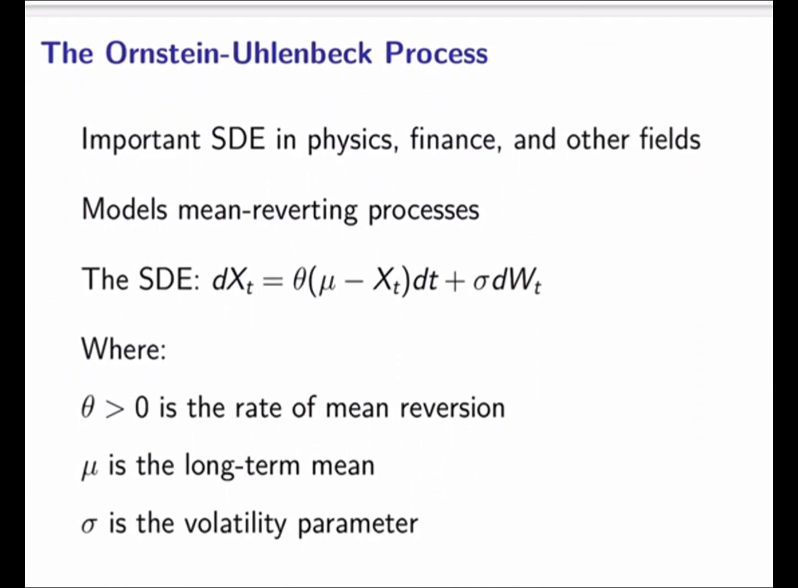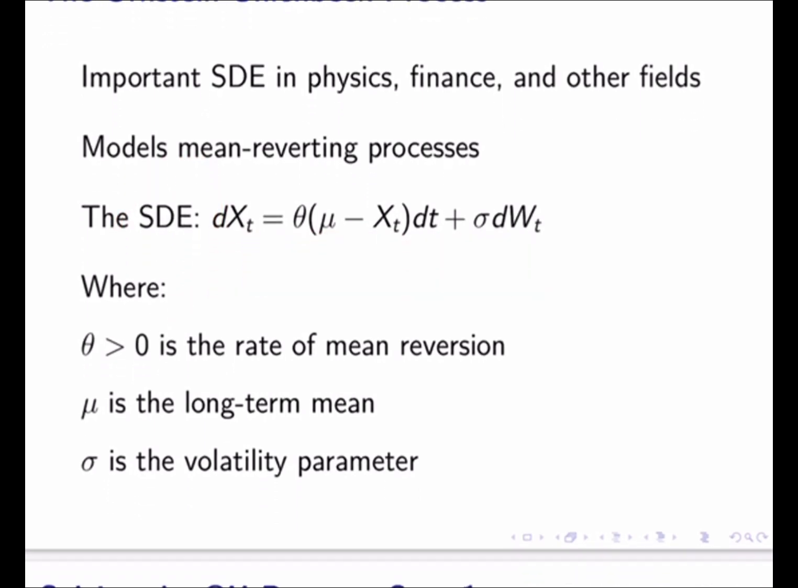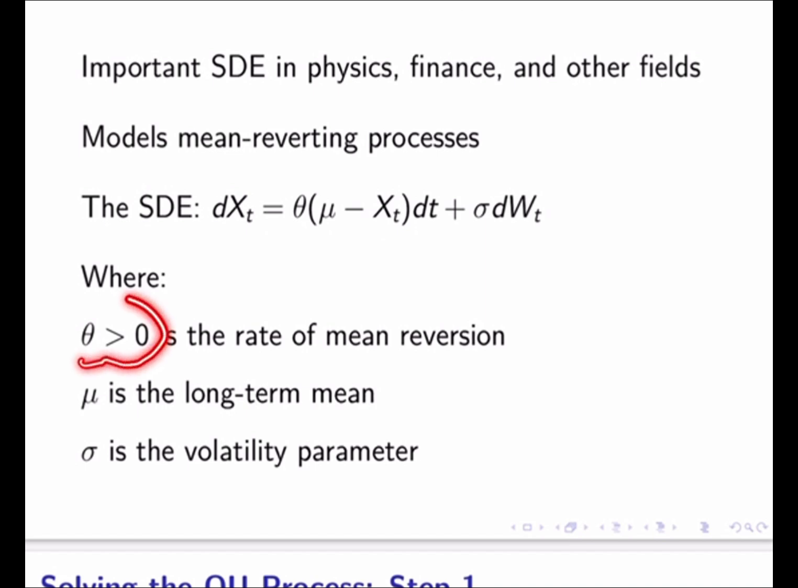Then we can have a special case, which is the Ornstein-Uhlenbeck process. This is an important SDE in physics, finance, and other fields. It models a mean-reverting process. So the SDE we have seen takes this form: dXt equals theta (mu minus Xt) dt plus sigma dWt. Here theta positive is the rate of mean reversion, mu can be interpreted as the long-term mean, and sigma is the volatility parameter.